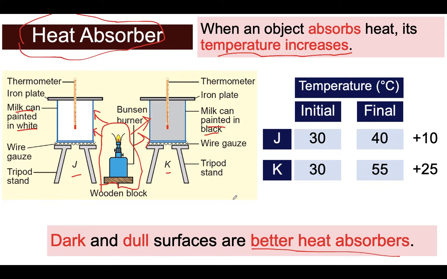Okay, that is why if you are wearing a black shirt compared to a white shirt, you will feel a lot warmer when you are wearing the black shirt. Okay, because dark surfaces are better heat absorbers. You can relate this to your daily life as well. If you have anything black, it will be a better heat absorber. If you have anything white, it is not a good heat absorber.